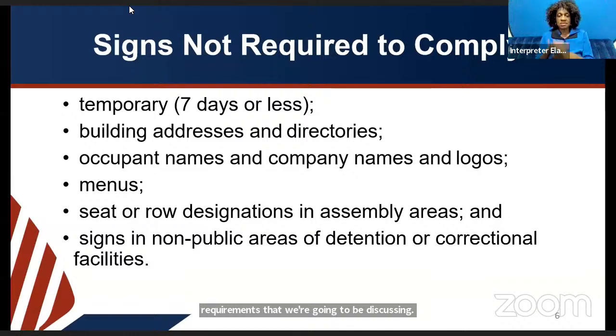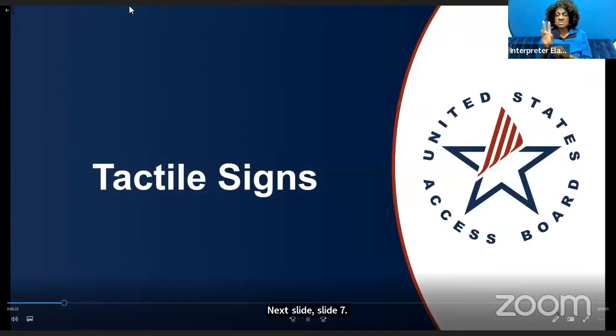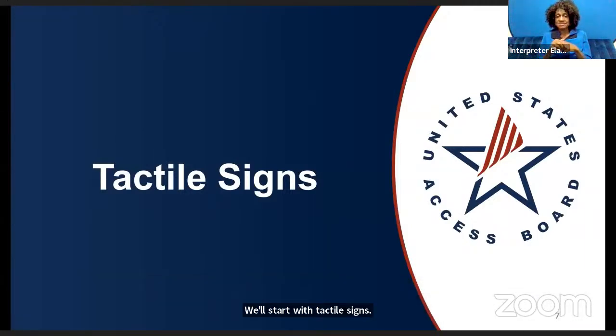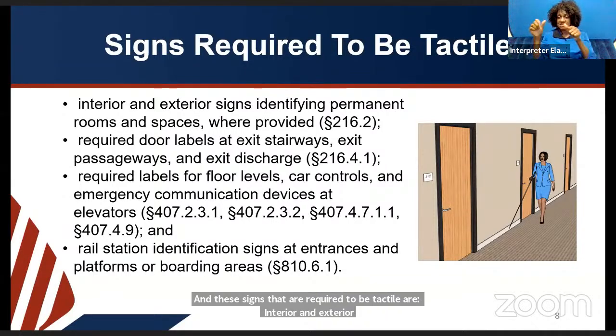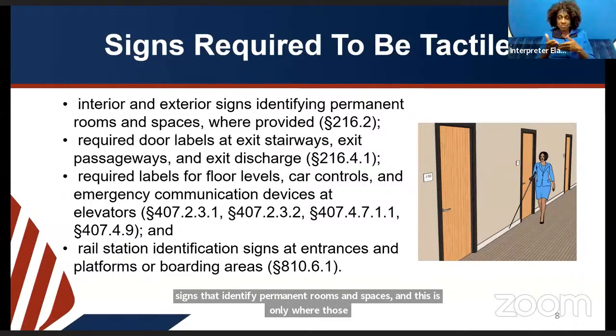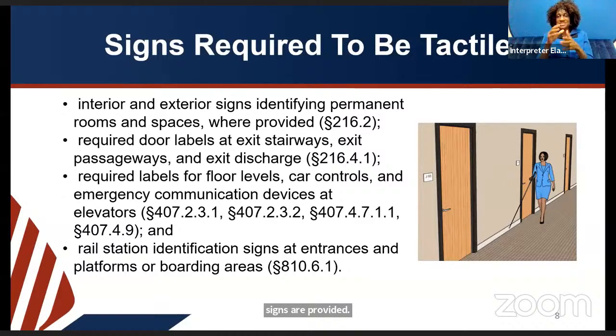Next slide, slide 7. We'll start with tactile signs. Next slide, slide 8. Signs required to be tactile. And these signs that are required to be tactile are interior and exterior signs that identify permanent rooms and spaces. And this is only where those signs are provided. And the scoping for these is in section 216.2.